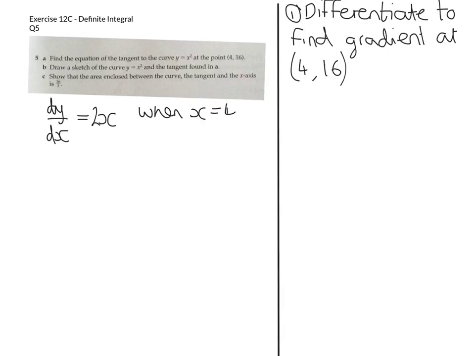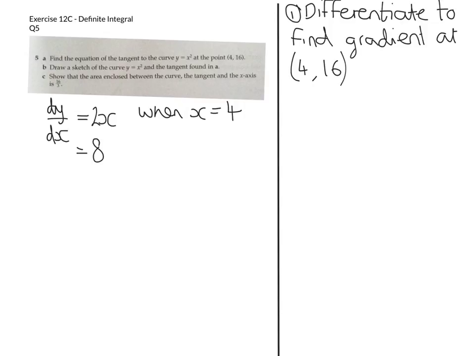Okay, so the first thing we need to do is find the equation of the tangent to the curve y equals x squared at the point 4, 16. So in order to find out the tangent, we need to know what the gradient is at the point 4, 16, and then we can work out the equation of a straight line through that point. So we differentiate to calculate the gradient at that point. Differentiated, and now we need to sub in when x is 4. Okay, so when x is 4, dy by dx is 8.